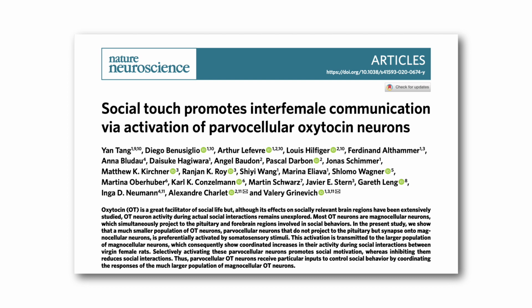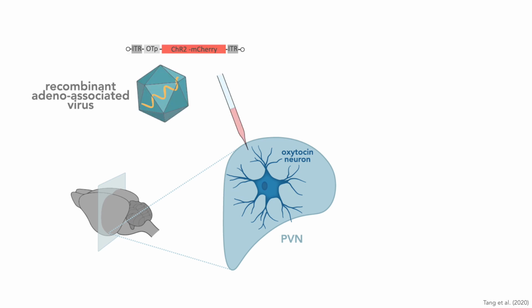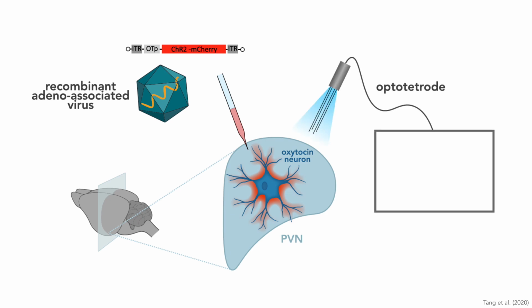touch. The approach used to record the activity of oxytocin neurons in the PVN utilizes a novel optotetrode technique in combination with viral expression of light-sensitive ion channels. A recombinant adeno-associated virus was injected into the PVN of rats, thereby expressing channelrhodopsin under the control of the oxytocin promoter. Simultaneously, optotetrodes, which are optic fibers coupled with recording tetrodes, were implanted above the PVN.